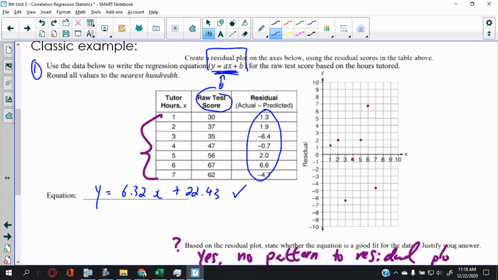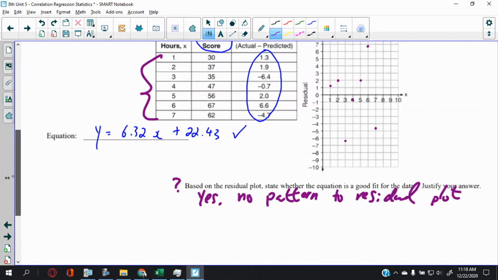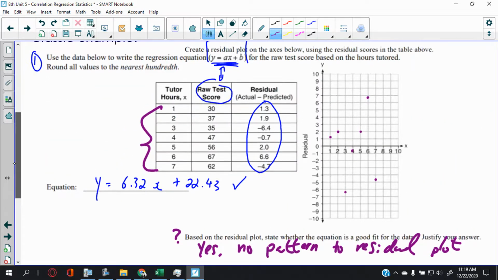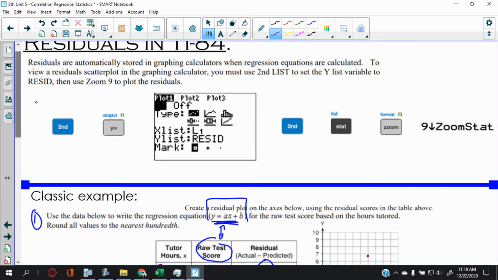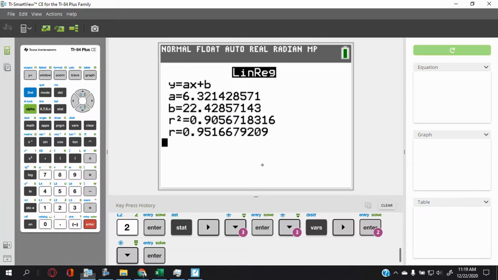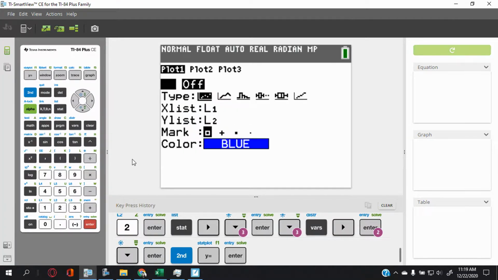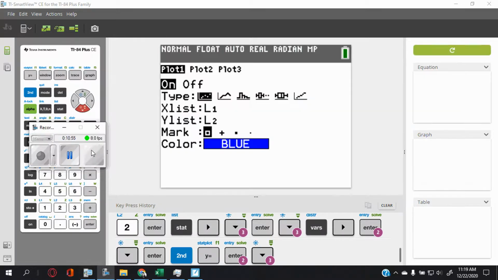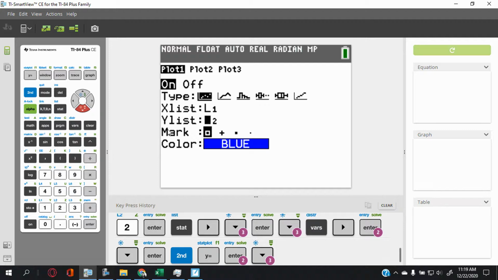Now, how do you do this on the calculator? Let's say you have to do it on the calculator. There's nothing else to answer here. So take a look at this, and pause if you need to. How do we do that? Second, stat plot, change this to residual, and then it'll plot it for you. So watch this. Second, stat plot, I'm going to turn that on. I hope I'm still recording. Okay, good. Here I'm going to change it.